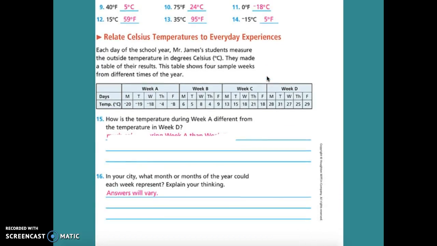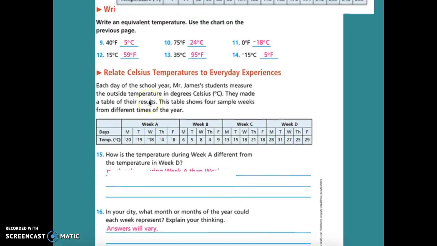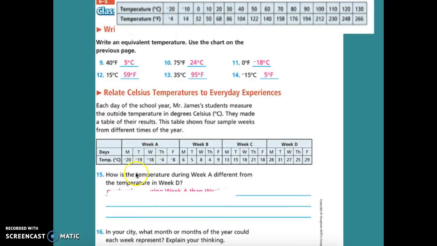All right, let's try a couple more questions here. Each day of the school year, Mrs. James' students measure the outside temperature in degrees Celsius. They made a table of their results. This table shows 4 sample weeks from different times of the year. All right, so these are 4 different weeks, and it's showing the Celsius degree temperatures outside. How is the temperature during week A different from the temperature during week D?